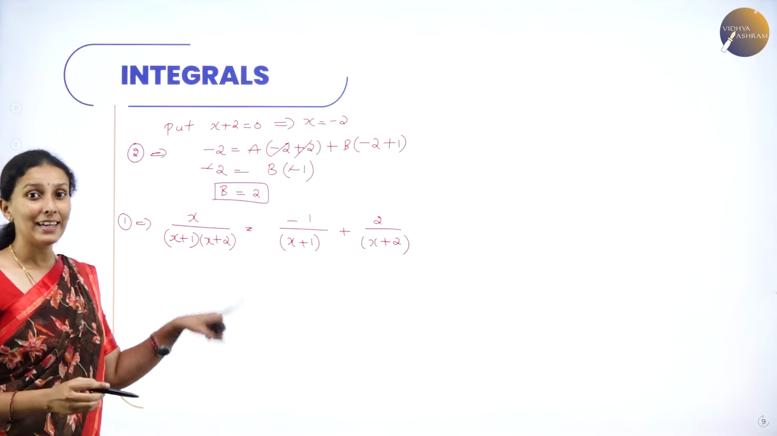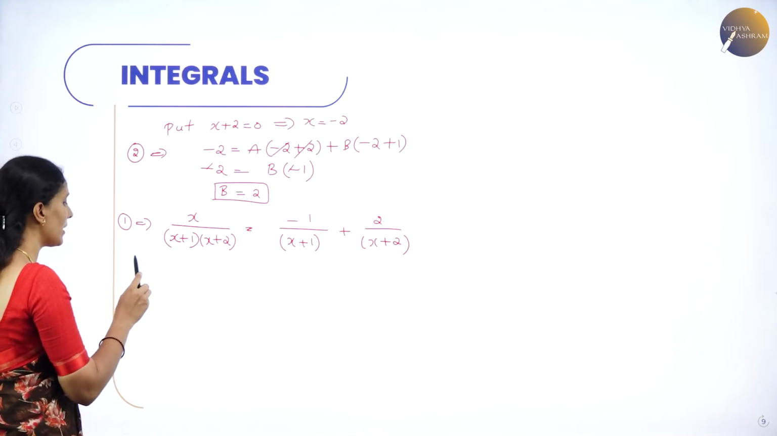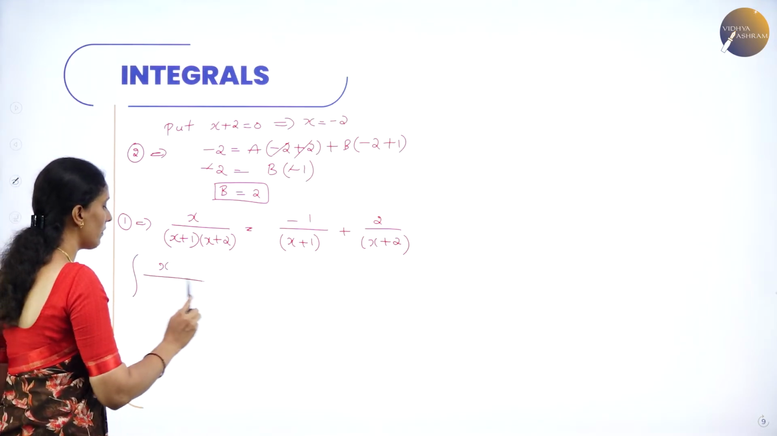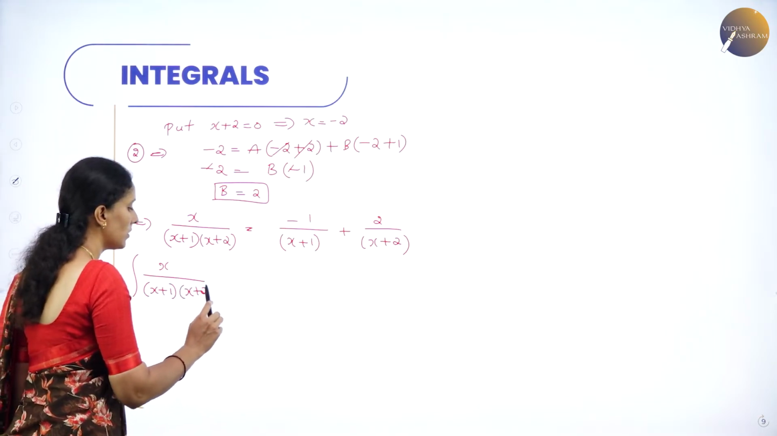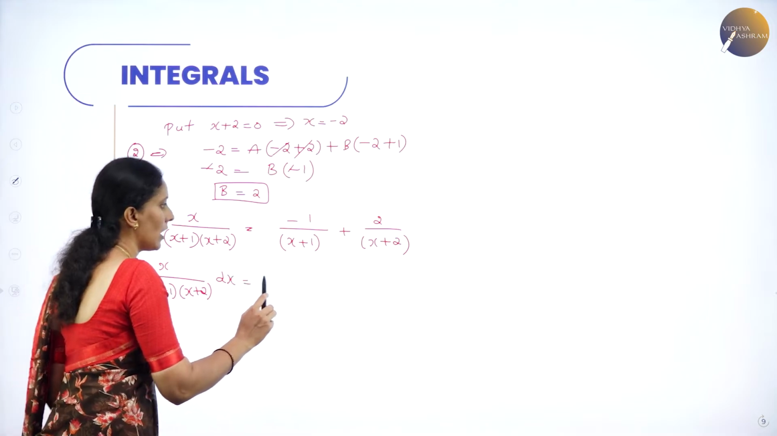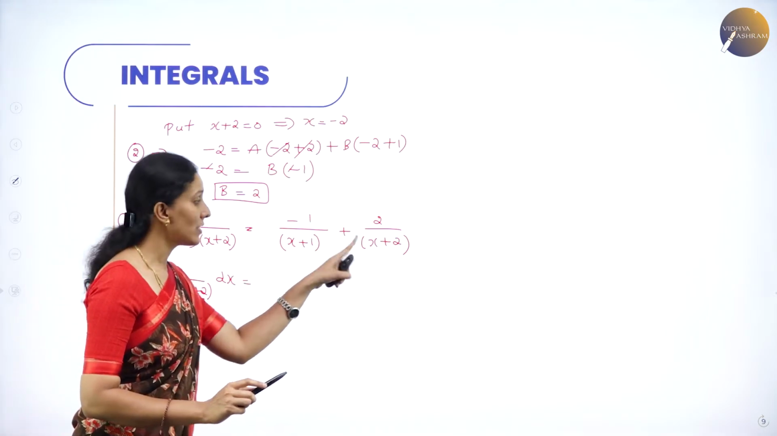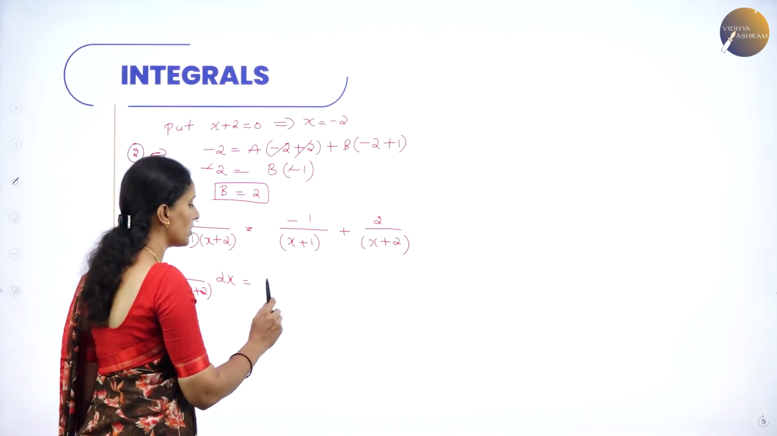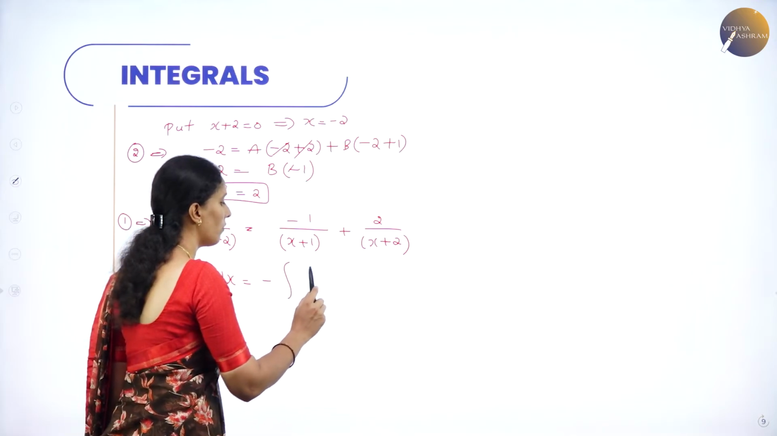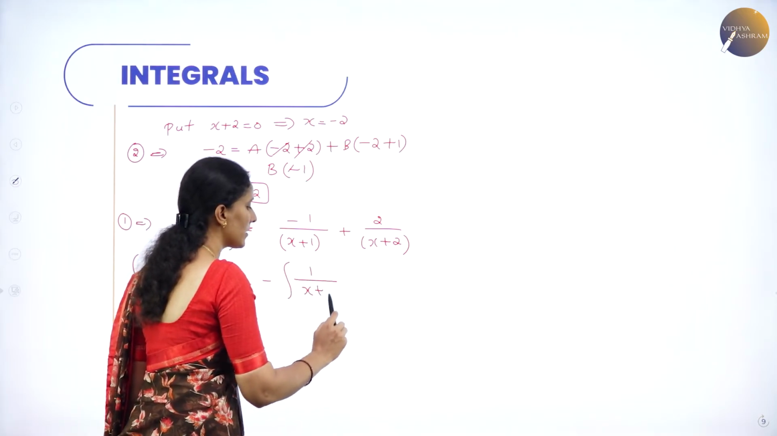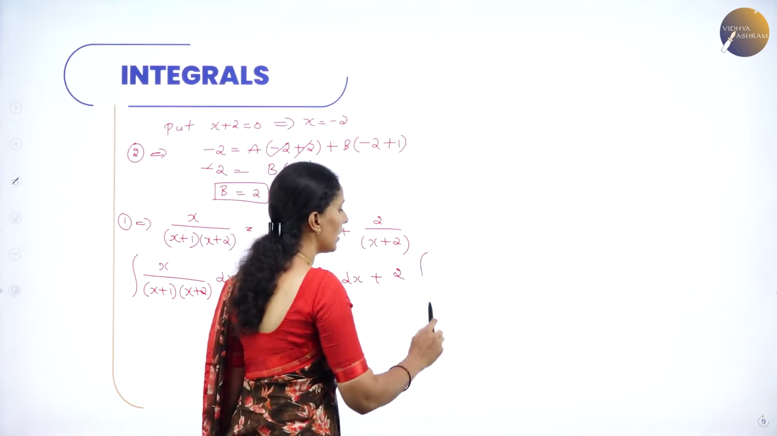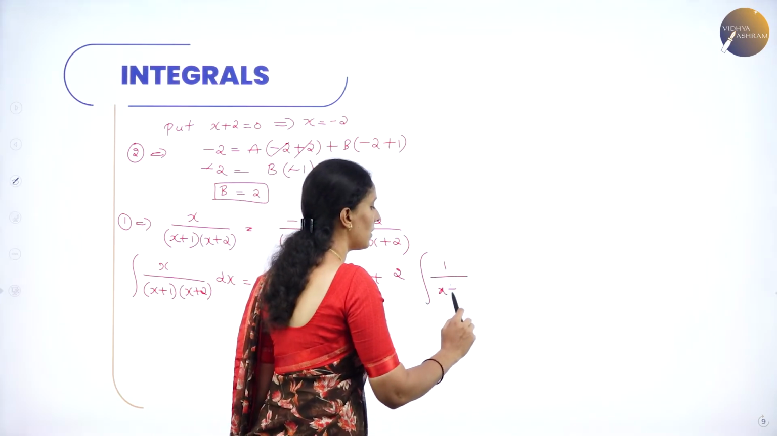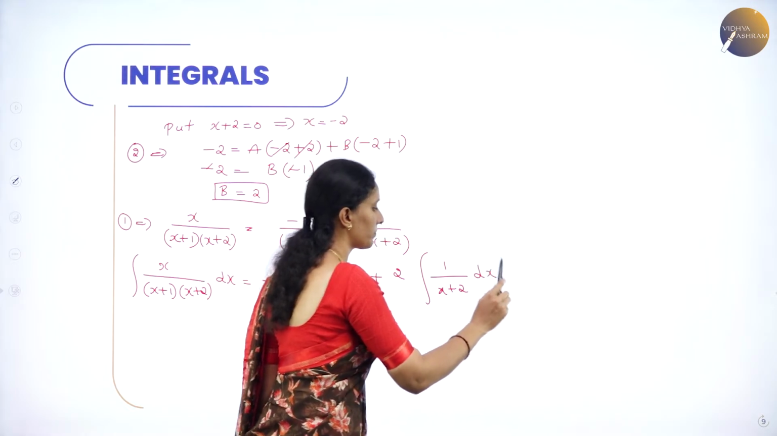Now apply integral on both sides. So let us apply the integral of x divided by x plus 1, x plus 2 dx. Apply the integral separately because it's a sum. So take minus outside, minus integral of 1 over x plus 1 dx, plus you can take 2 outside, integral of 1 over x plus 2 dx.